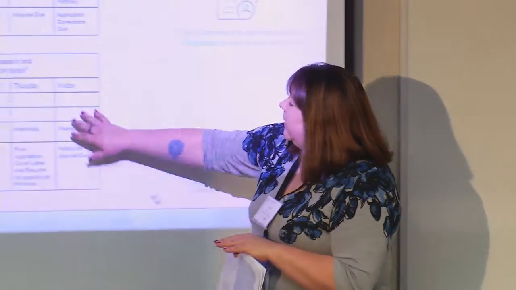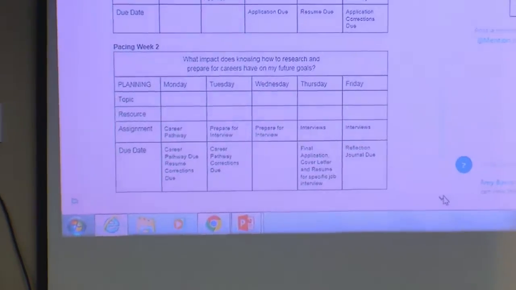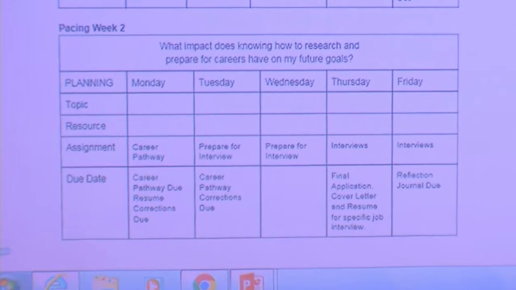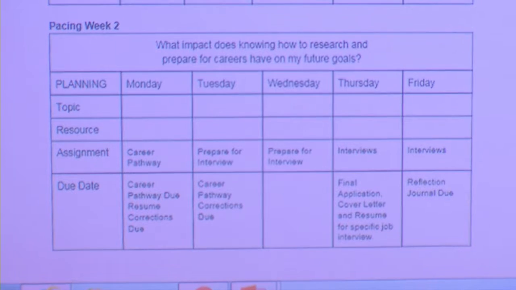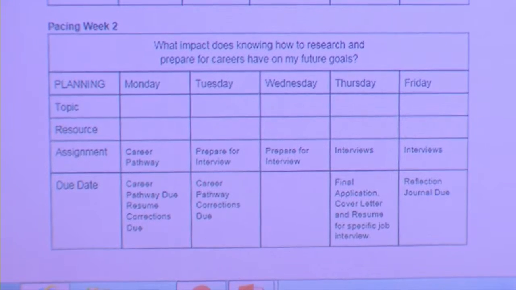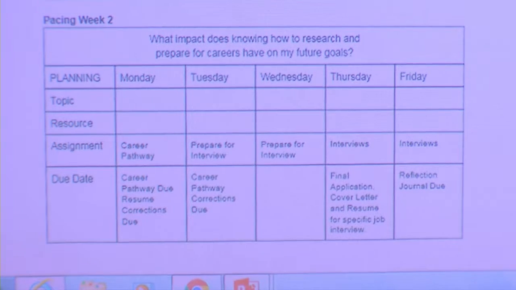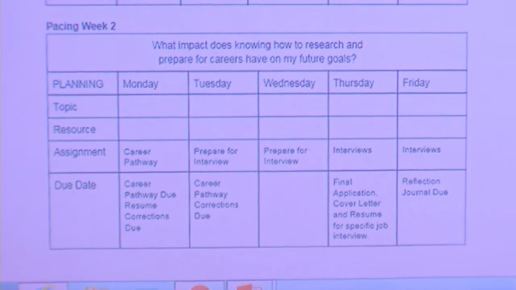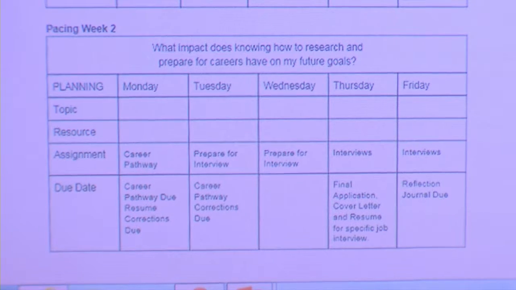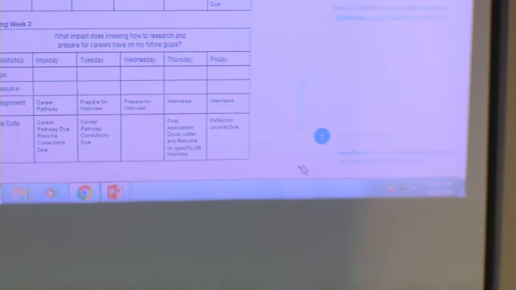Finally, on the last day, my post-assessment piece is a reflection journal. And the reflection journal is the essential question: what impact does knowing how to research my future career have on my future goals? Okay? I know I said it kind of wrong. So hopefully they're thinking about that and seeing how this is really going to affect them, and that the stuff that they learned is really cool.